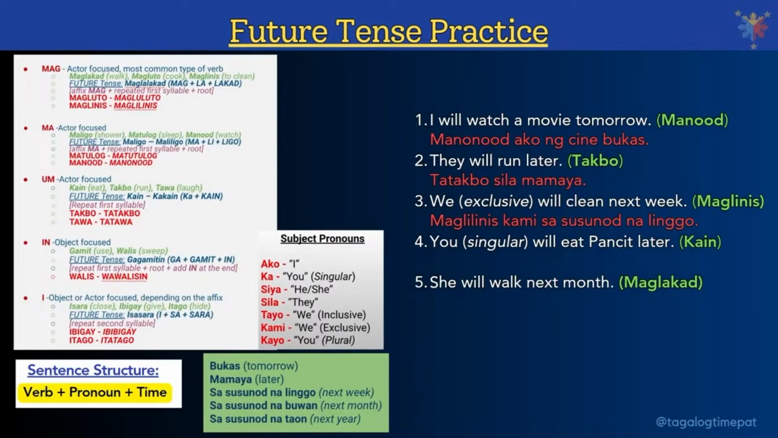Number 4, you singular will eat pansit later. Kain means to eat. Kakain ka ng pansit mamaya. And then lastly, she will walk next month. Maglakad.